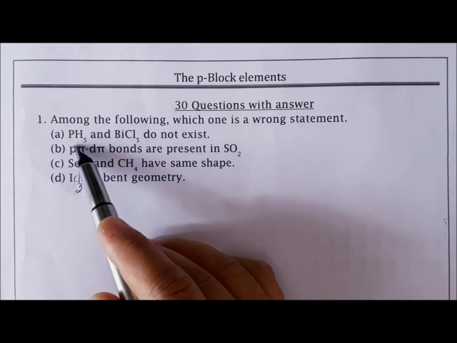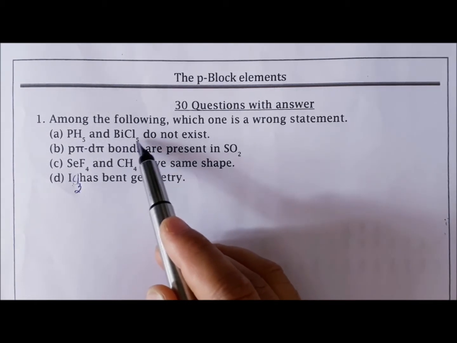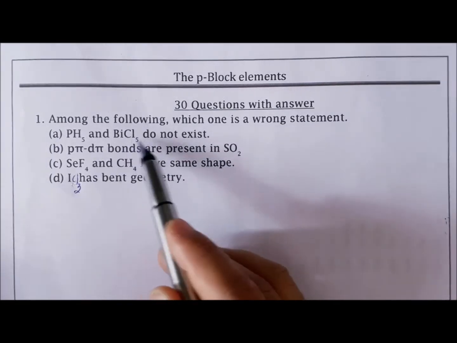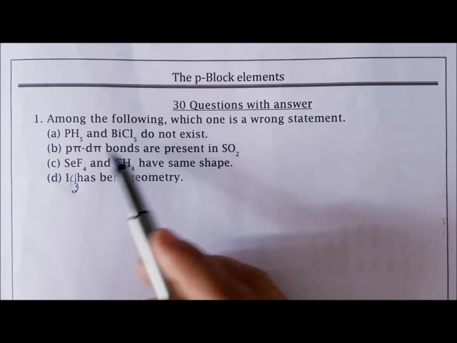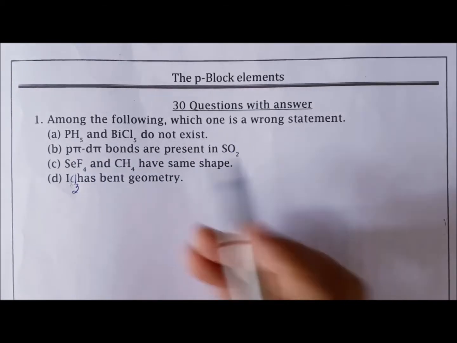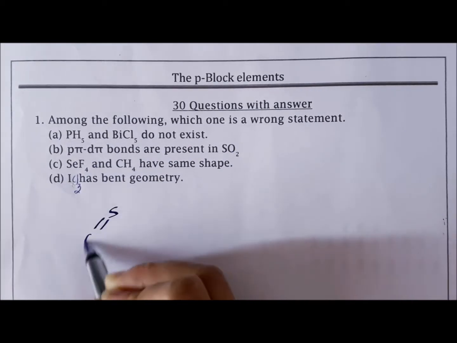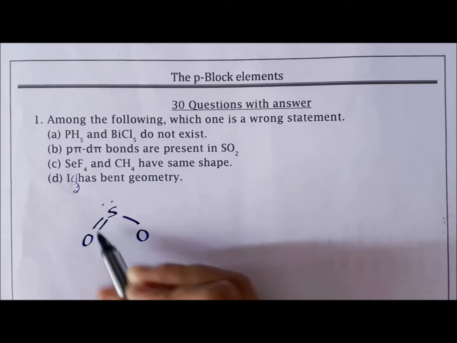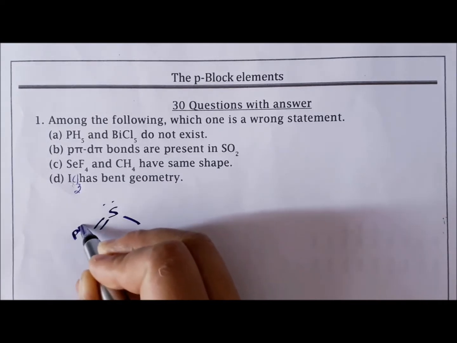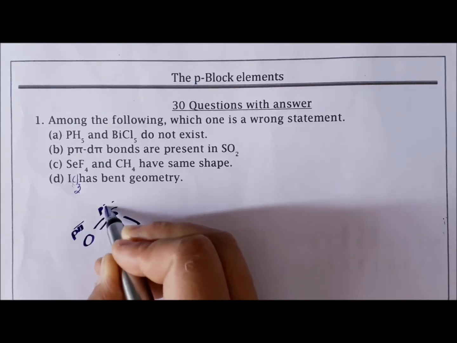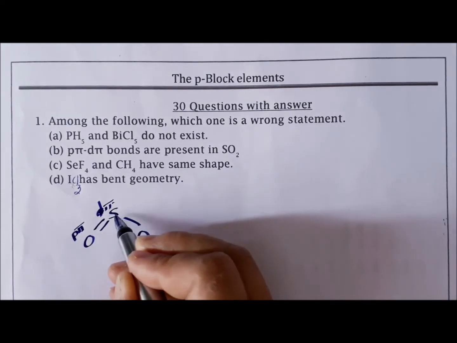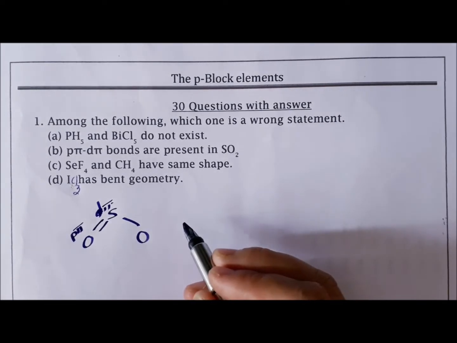PH5 and BiCl5 do not exist. The statement is true. So these two molecules will not exist. Now second, P-pi D-pi bonds are present in SO2. So this is the structure for SO2. There is a multiple bond, right? And this multiple bond is because of the P-pi D-pi bond between O and S. So again statement B is true.